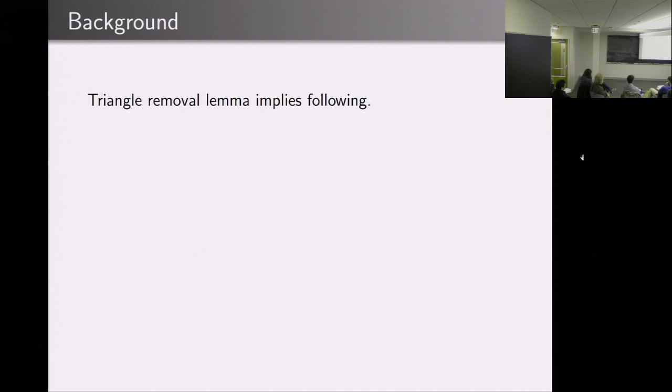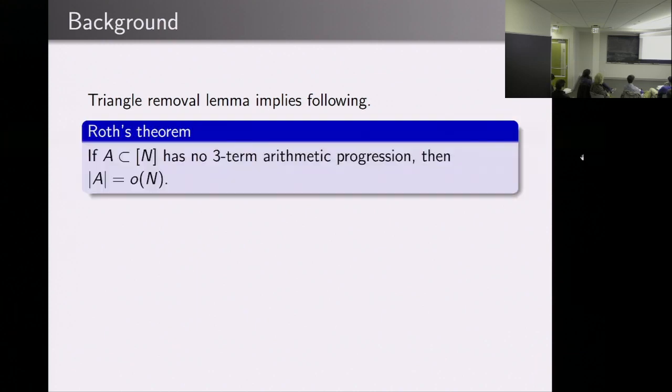One statement you can apply it to is Roth's theorem. This is a theorem that says that if you have a subset of the integers from 1 to n that has no three-term arithmetic progression, then the maximal size of this set is little o of n. So the maximum possible density goes to 0 as n goes to infinity. It doesn't give the best bounds for the theorem, but it still gives a proof of it.